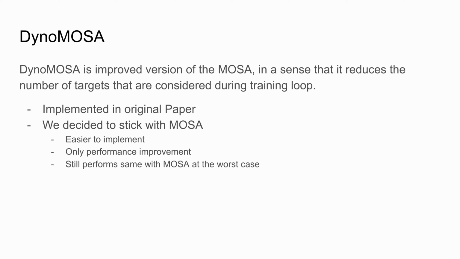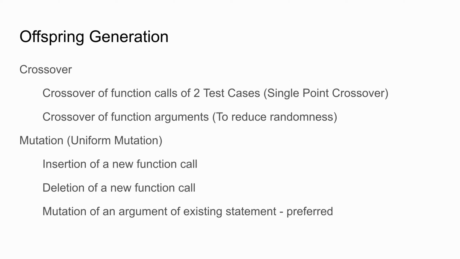DynaMOSA. DynaMOSA is an improved version of the MOSA in the sense that it reduced the number of targets that are considered during the training loop. It's implemented in the original paper, but we decided to stick with the MOSA since it is easier to implement and it is a performance improvement only. In other words, the coverage remains still the same. It still performs the same as MOSA in the worst case.